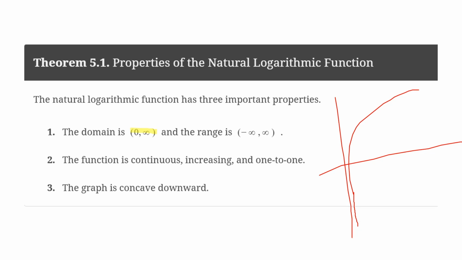There is also another property for this function: it's continuous. Every value from 0 to infinity has an image, and it's also increasing, as there is no change in the curvature of the function. The function is also one-to-one, because every value, let's say if we take the value 2 for instance, will have exactly one image by the function ln of x. So the function is one-to-one. And the graph is concave downward, as you can see, the graph looks downward.